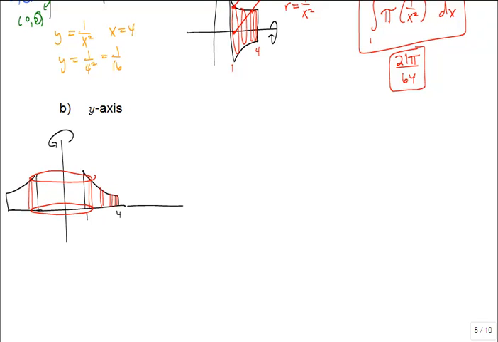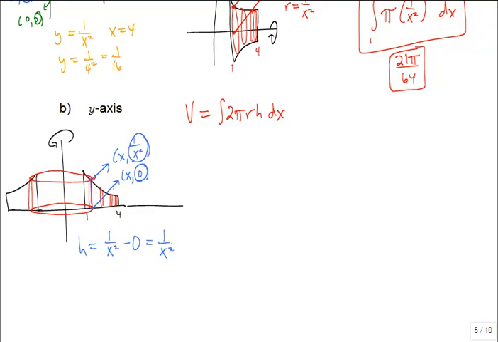So I can get away with only 1 integral, and because this is a vertical slice hitting the x-axis, this is a dx integral. So my height will be determined by the height of this slice right here. So I need these 2 points. They share the same x. The bottom point has a height of 0. The top point is the curve, and the equation of the curve was 1 over x squared. So the height is this y minus this y. So that'll just be 1 over x squared minus 0, or 1 over x squared.